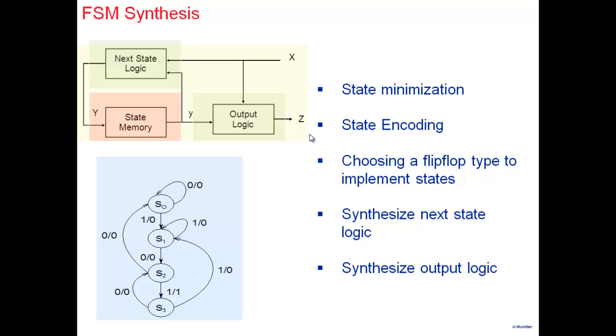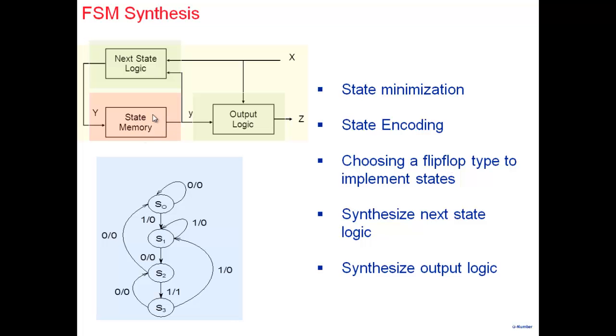Once we get a reduced state transition graph, we go through a process called state encoding. So we assign a bit pattern to these states, S0, S1, S2, S3. And once we have a bit pattern, then after these two things, we need to choose a flip-flop type to implement the states, whether it's a JK flip-flop or a D flip-flop. And once we are done with these three steps, we have basically implemented the state memory, in the form of D flip-flops or JK flip-flops.